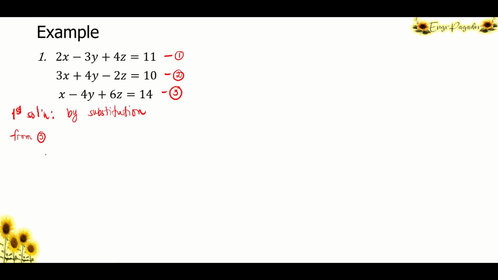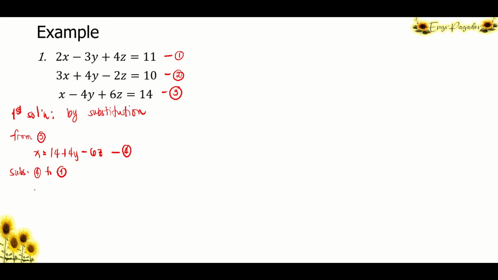Let's have an equation of x. So yung x natin will be equal to 14 plus 4y minus 6z. So we transpose these two terms sa kabilang side to have an equation of x. So let's say this is our equation number 4. Now let us substitute equation number 4 to equation number 1. So itong equation natin for x, substitute natin kay equation number 1.